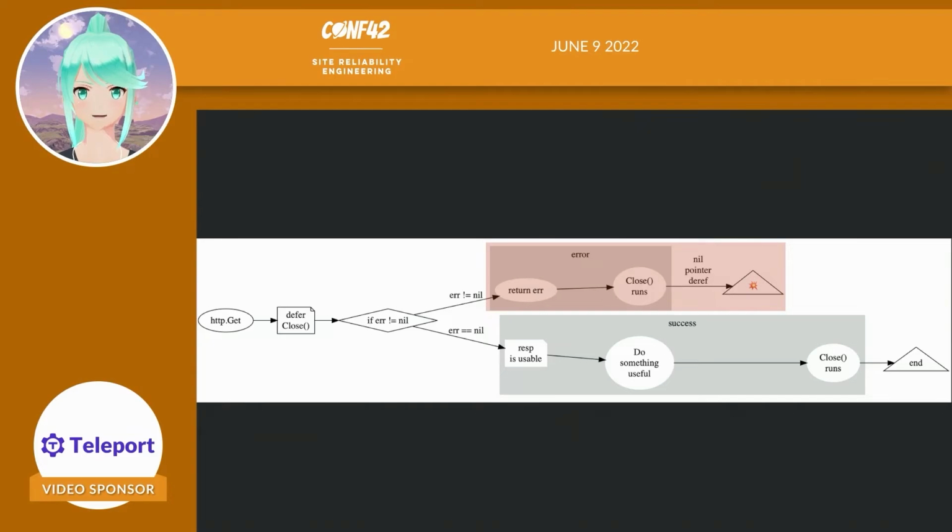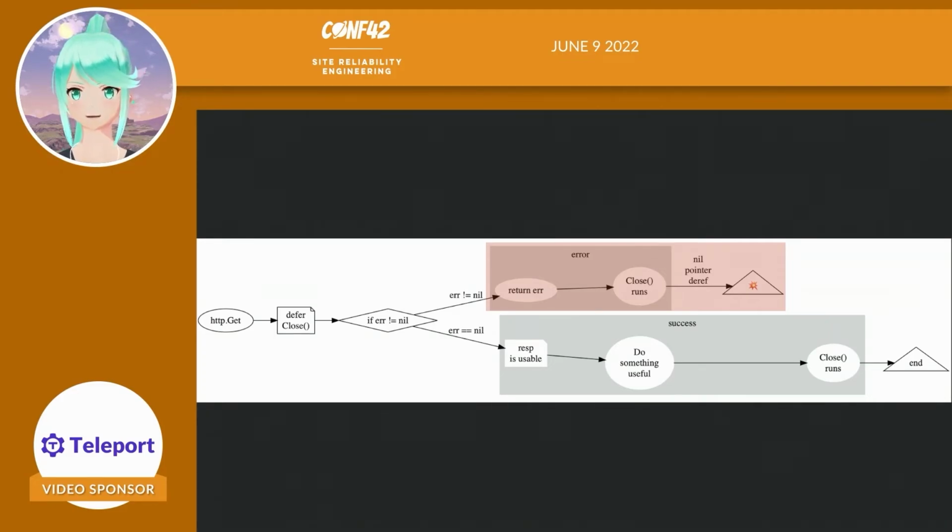However, if there was an error, something different happens. The error is returned, and then the scheduled close call runs. The close call assumes that the response is valid, but it's not. This results in the program panicking, which can be a crash at 3 a.m.